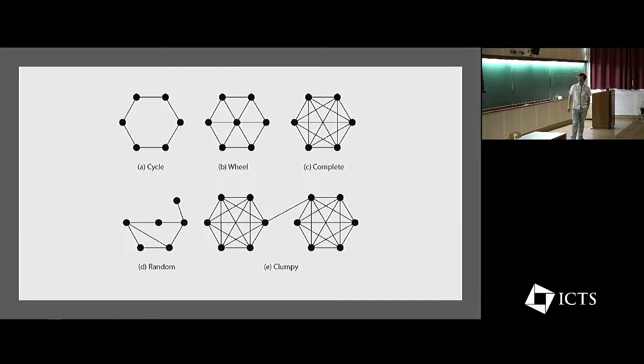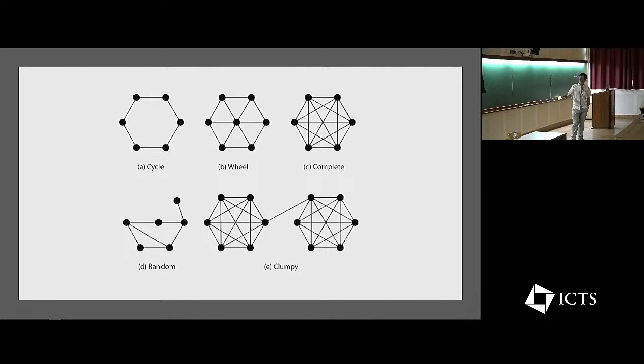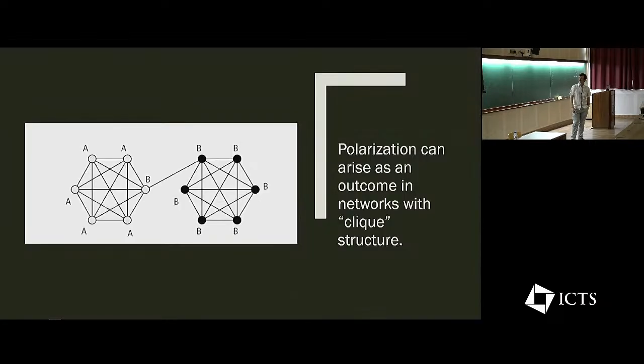These are the ones here that are labeled as clumpy, and these are networks where you have agents that are tightly connected to one another, multiple groups of agents that are tightly connected to one another, but connections between the groups are weak. So what happens in this model is that polarization can arise in these sorts of networks with clique structures, because the bridges between the cliques are the only way in which information can propagate between the networks.